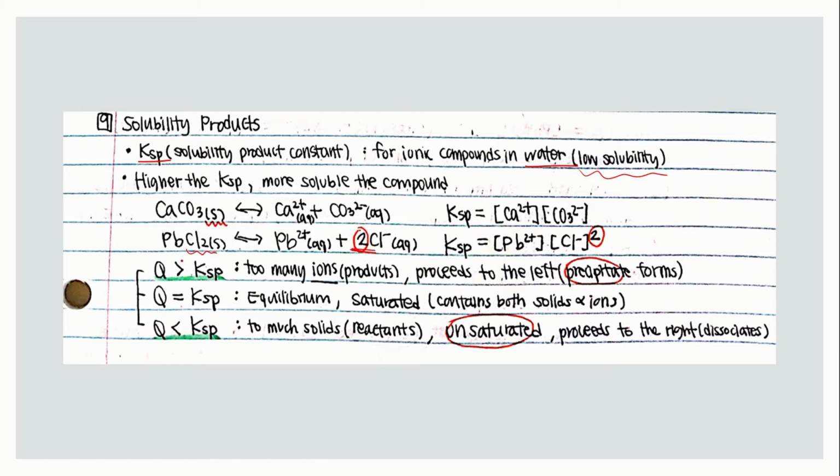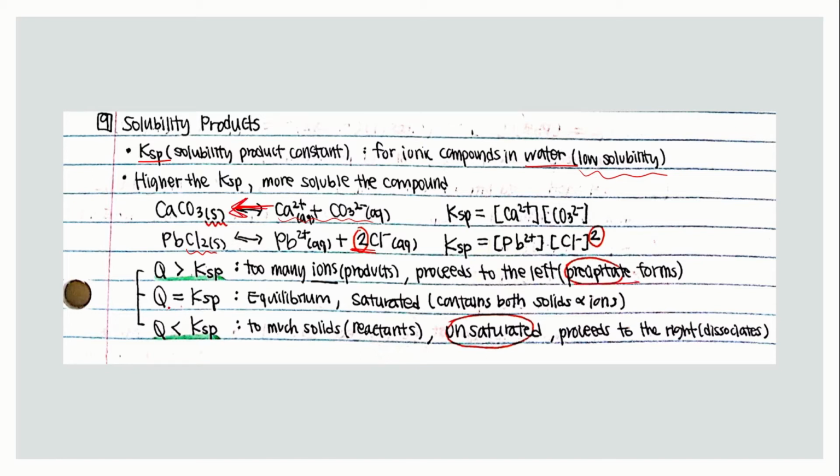And if Q is greater than the Ksp value, it means there are too many products, which are ions in this case, because the solid is dissolving in water producing ions. Because there are too many ions, it will proceed to the left and precipitate, the solid will form.